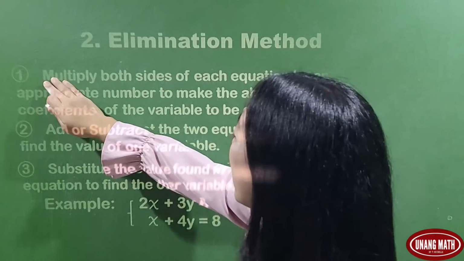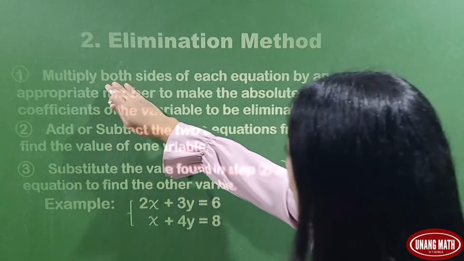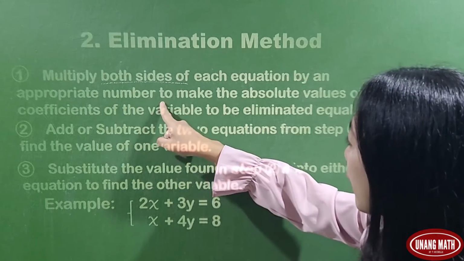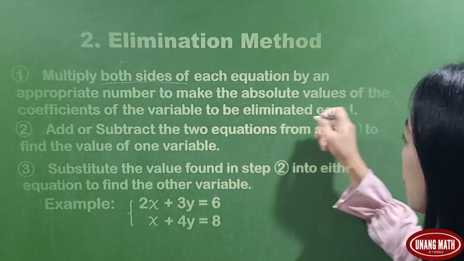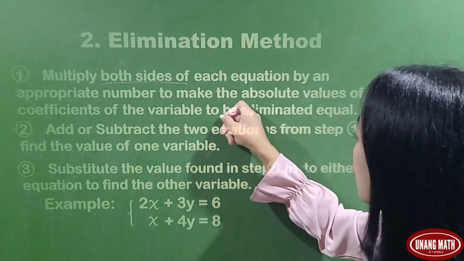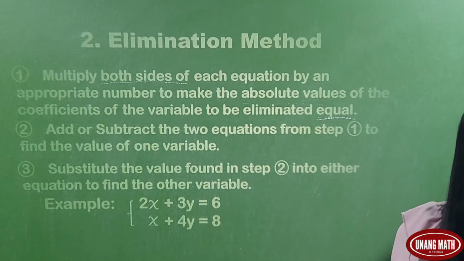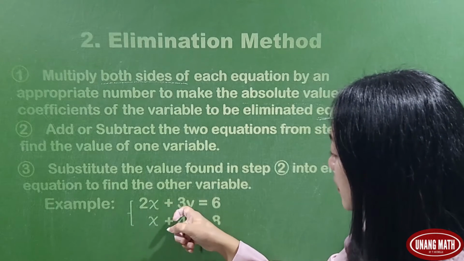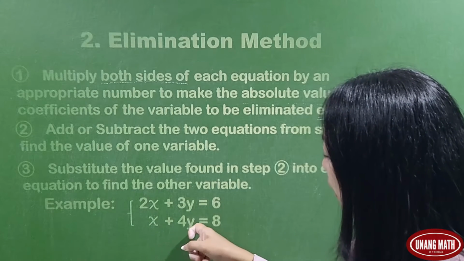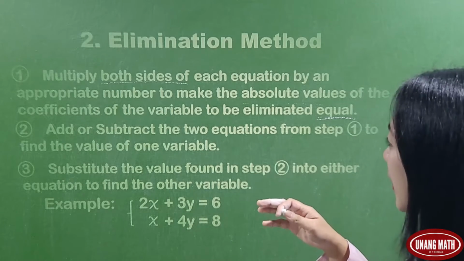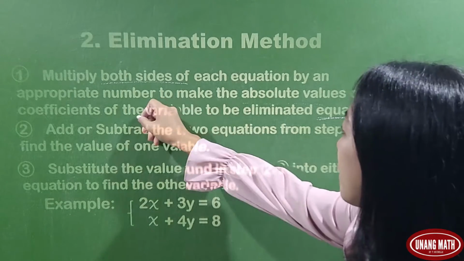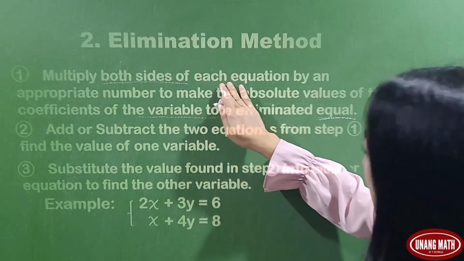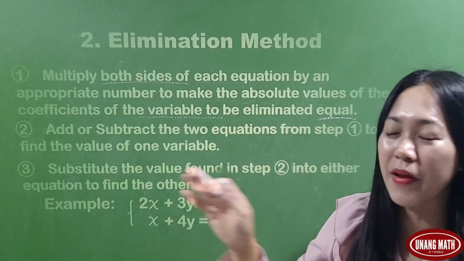The first one is we will multiply both sides of each equation by an appropriate number to make the absolute values of the coefficients of the variable to be eliminated equal. What does it mean by this one? By looking at these equations, 2x plus 3y is equal to 6, x plus 4y is equal to 8, we actually want to eliminate one variable. And to do that, we will multiply both sides of the equation by an appropriate number.